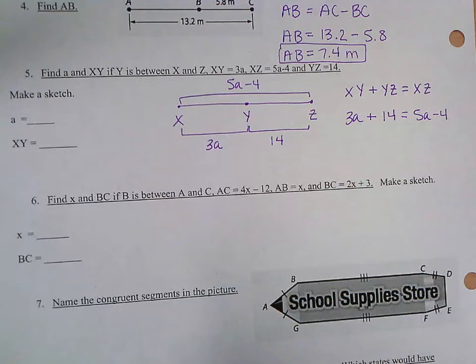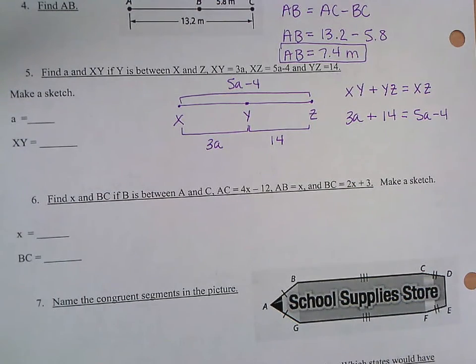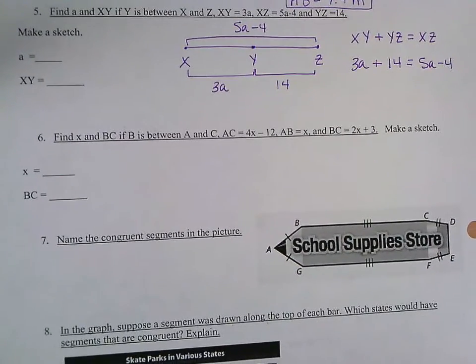A is just one of my answers. The question then also asked me to find the measure of segment XY. So I would have to go back and substitute A in to find XY. So how would I solve this equation for A? Just reviewing solving equations here.